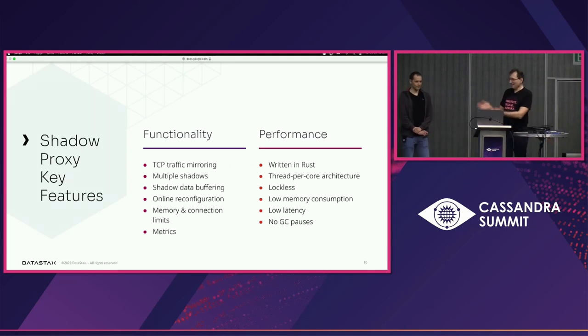So we get a simple Rust application that will be open sourced and has the following features. It can, of course, do TCP traffic mirroring to not just one shadow; it can actually do multiple shadows. That was a feature that wasn't planned, but turned out to be useful later, and it's very easy to add. It has data buffering. If the shadow coordinator is slow, then we can buffer some data for it to replay later without slowing down the primary traffic.